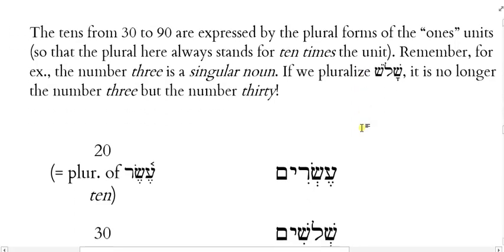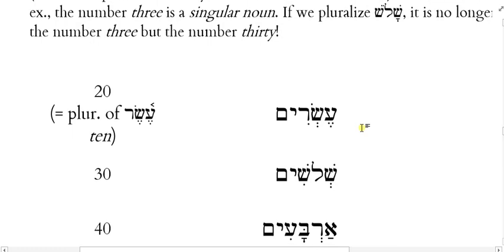So the only difference here is that the number 20 is not the number 2 made plural, because the number 2 is already not singular, isn't it? The number 2 is dual. So I can't just pluralize it to make 20. So what do I do? I take the number 10, eser, and I make it plural, and it becomes esrim. Okay, so esrim is 20.